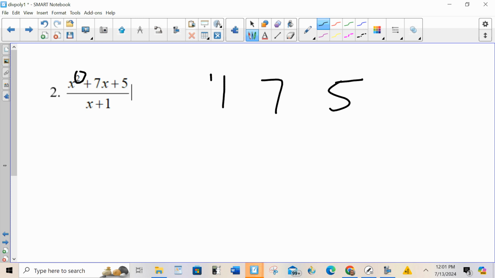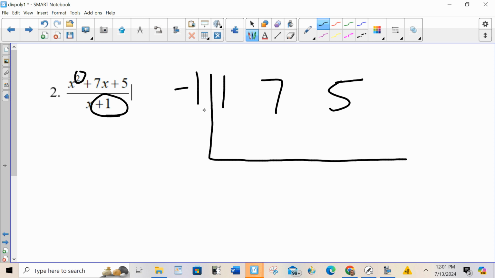I make a box, it's like a capital L with a long bottom, and I put the opposite of what I'm dividing by outside. So if I'm dividing by x plus 1, I put negative 1. If I was dividing by x minus 1, I would put positive 1. We're always changing this sign.